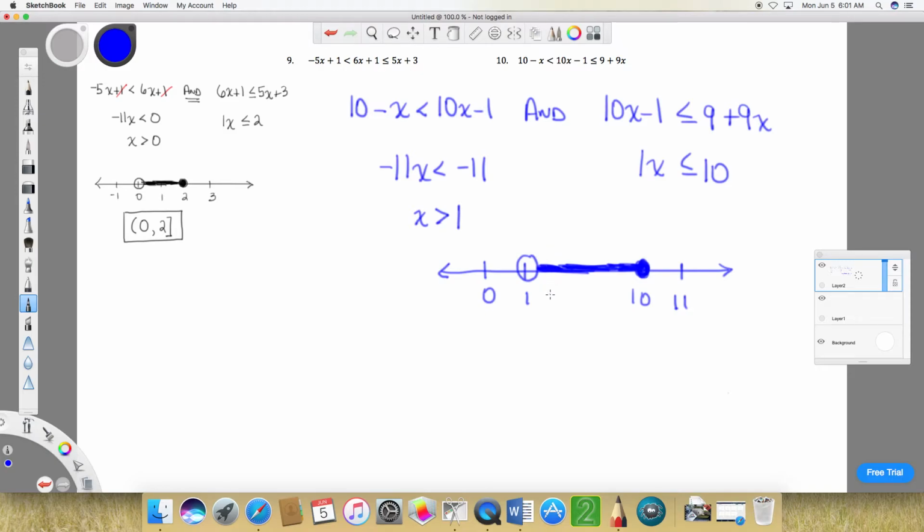So when I write this in interval notation, you have the smaller number, comma, the larger number. The endpoint of 1 we're going to exclude from the solution set. The endpoint of 10, we're going to include it. So you have to have different symbols to indicate that. And so here's our solution set for number 10 written in interval notation.